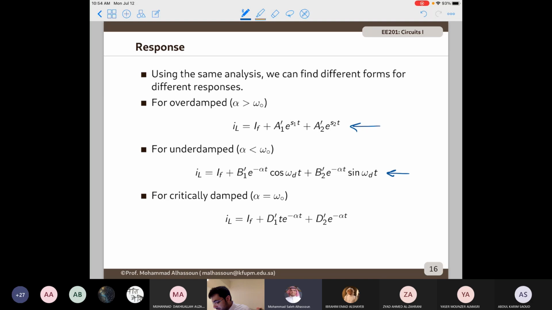Similarly, if you have an underdamped response, also if you have a critically damped response, you see exactly the same form of the solution. The only thing that you need to add is the final value. So you can think about this problem as the general form, and the natural response is a special case. Why? Because in the natural response, what's the final value of the natural response?